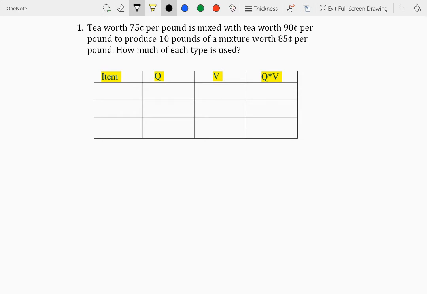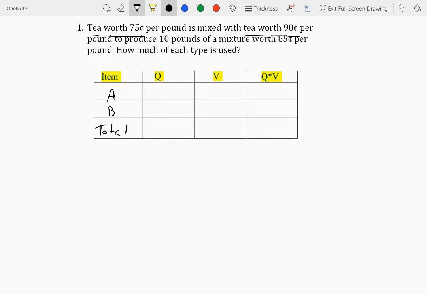So right away, I can tell that I have one type of tea that's worth 75 cents. The other type of tea is worth 90 cents. So I'm going to go ahead and just label it. You can label it T1, T2. I'm just going to go ahead and do A and B. I have two types of tea. And then I have total.